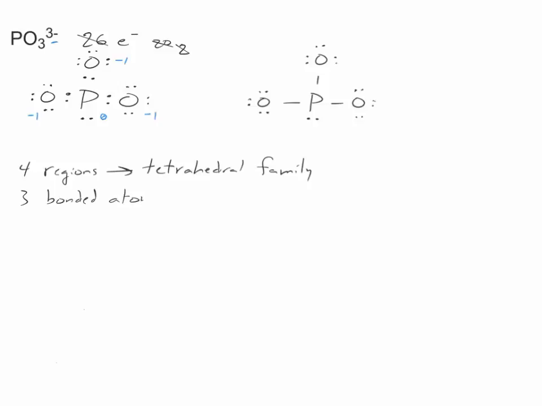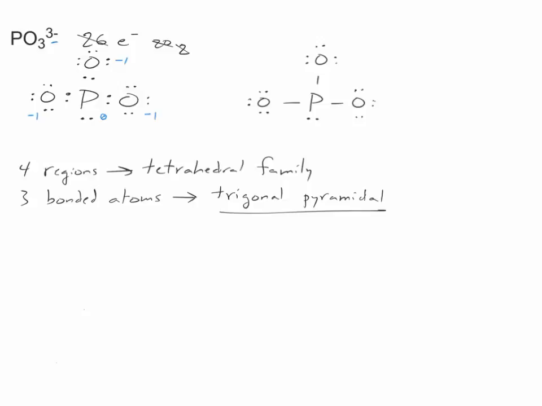So what do I know? I know I have 4 regions of electrons and 3 bonded atoms, and if I look up what that means, my shape is trigonal pyramidal. That's my molecular shape.